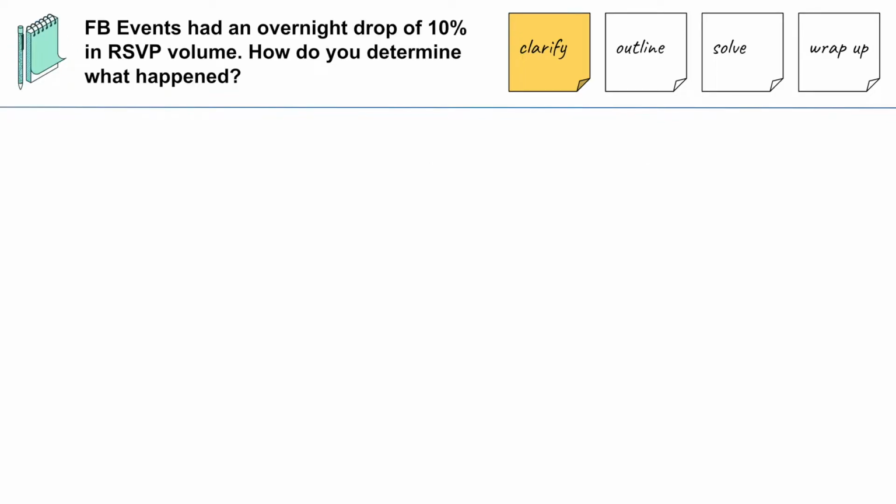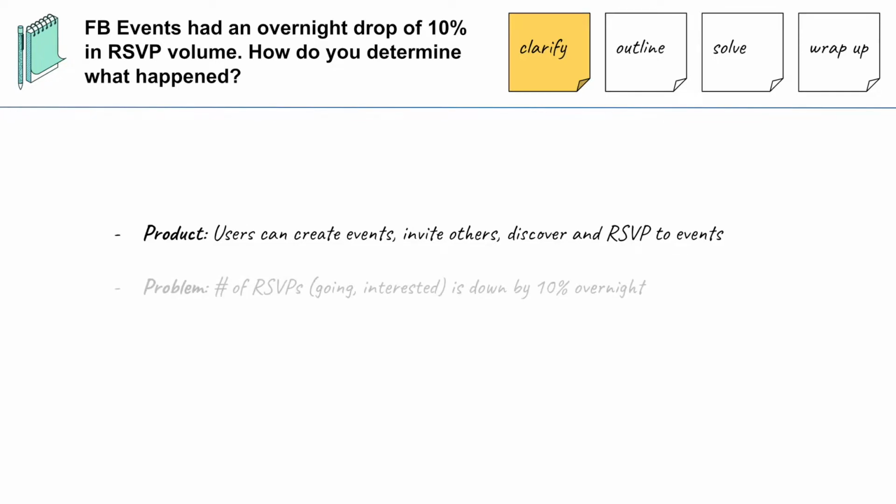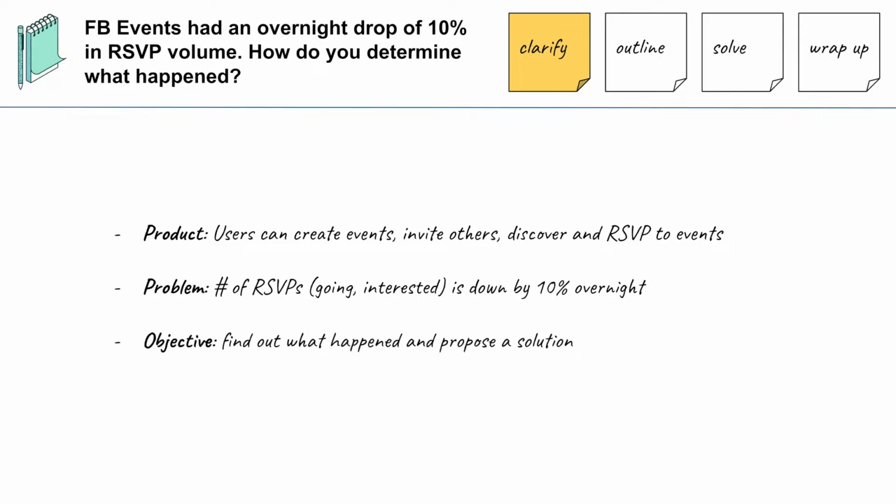So in our example, first I would confirm how the product works. Users can create events, invite people, find events, and RSVP. Number of RSVPs is down by 10% overnight, which includes all types of responses. I believe events used to have RSVP options such as yes, no, and maybe, but now it's only going and interested. So we'll assume that both of those types of responses are included in this decline. And the objective is to find out what happened and come up with a solution.